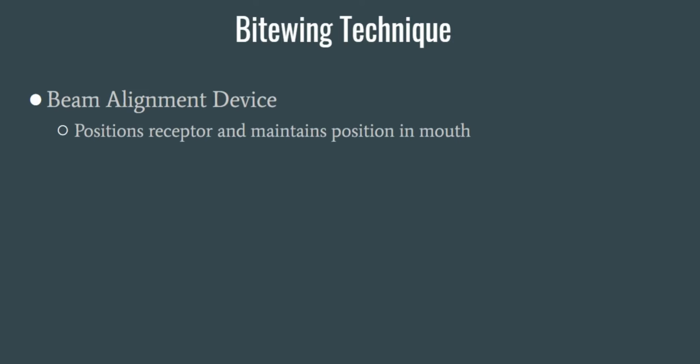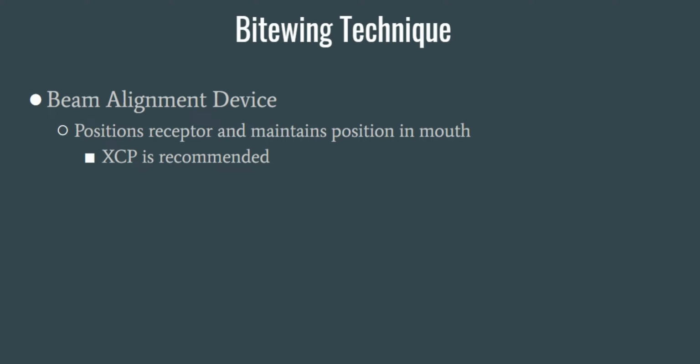The Bitewing technique also requires or recommends a beam alignment device. This is the film holder. And what it is going to do is position the receptor and maintain position in the mouth. So it's the stabilizer. It's going to help prevent any movement, or do as much as possible to prevent any movement. So XCP is recommended.